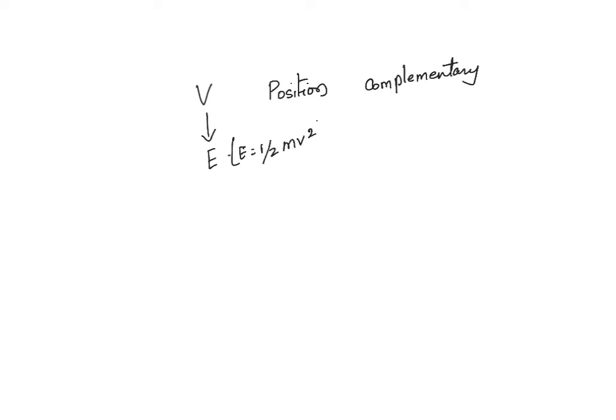So we said velocity and position are complementary. Okay, complementary properties, right? Now, velocity is directly related to energy. Remember, E is equal to half mv square, which is the kinetic energy. So that means energy and position are also complementary properties.